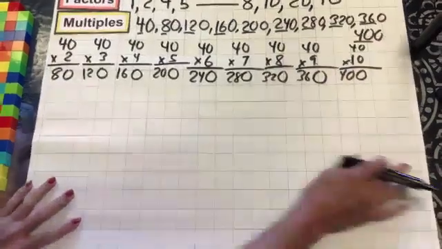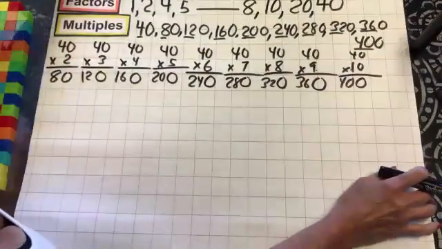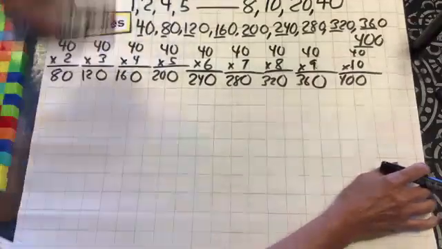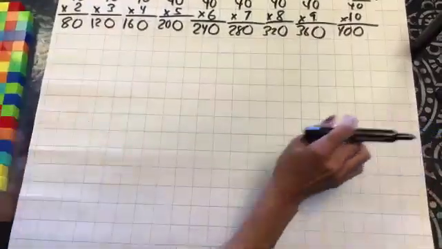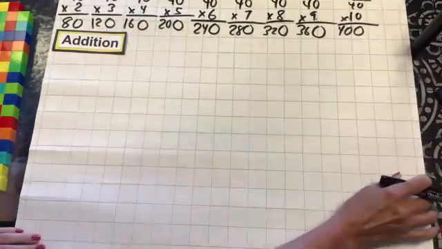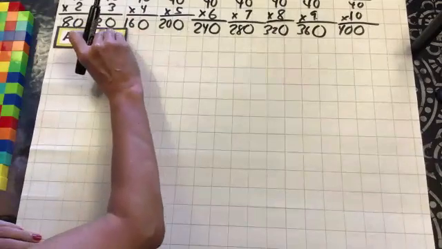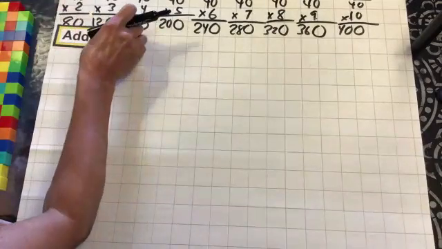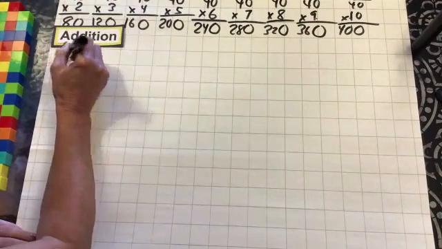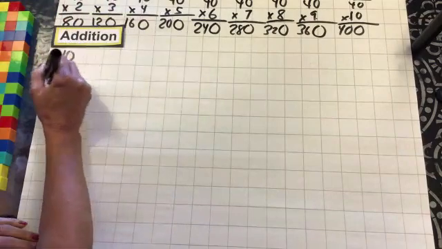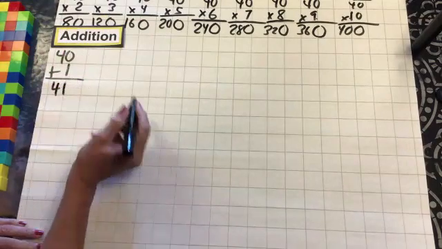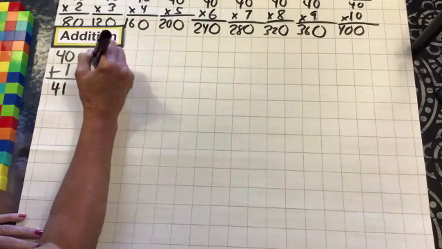All right, let's move on to addition. And I'll remove some things so I don't lose them off my table. Addition today is going to be pretty simple. Okay, so we have 40 plus 1. 0 plus 1 is 1. 4 plus nothing is 4.